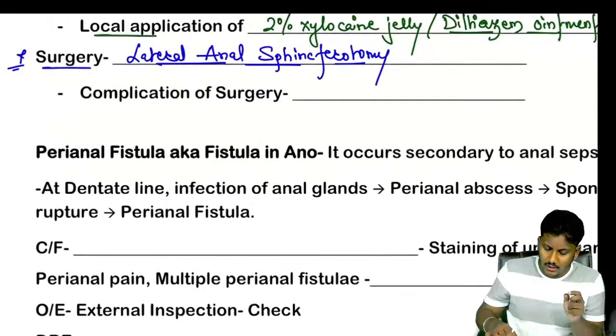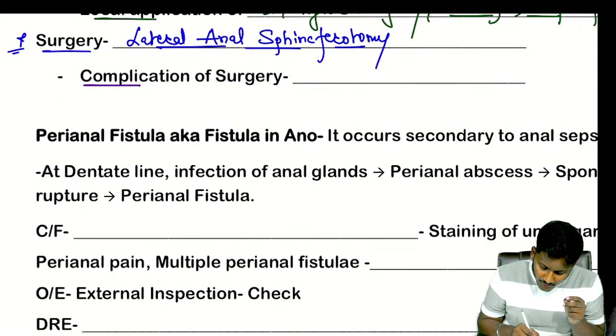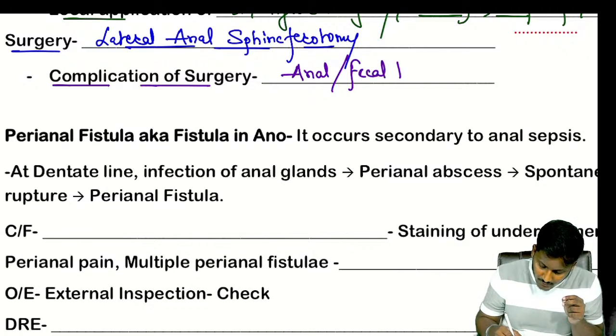No issues with this. If they ask you, beta, what is going to be the complication of the surgery, do remember, beta, the complication of surgery in the patient is going to be anal or fecal incontinence. I told you that can be a major complication, beta. The patient can actually have anal or fecal incontinence.